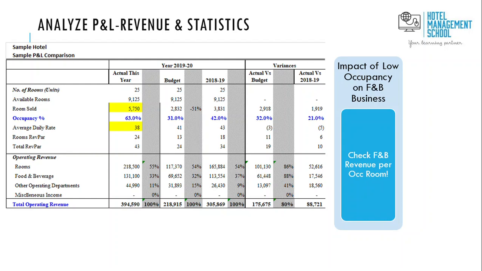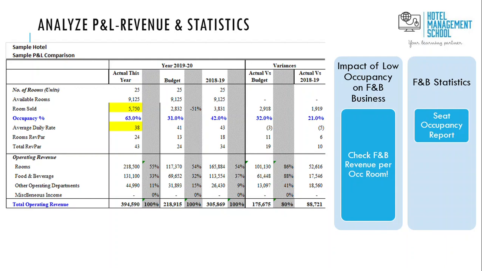F&B revenue in a standard hotel usually comes via breakfast, lunch and dinner. So you can segment the F&B revenue for each meal period separately, so that you can understand how much is the occupancy of the seats in the hotel for the breakfast, for the lunch, for the dinner. What is the average spending of the hotel guests in the breakfast, in the lunch, in the dinner?